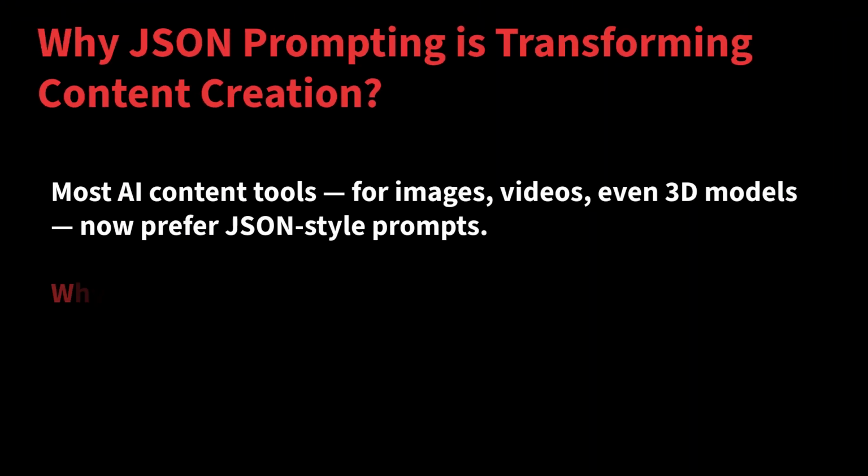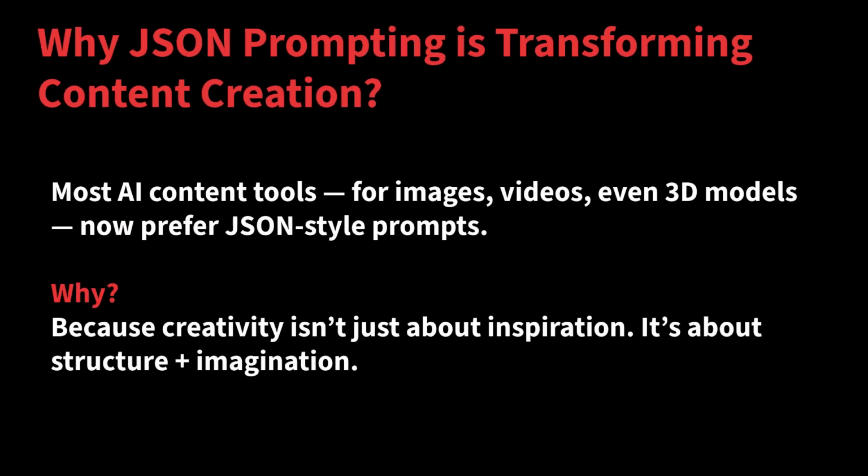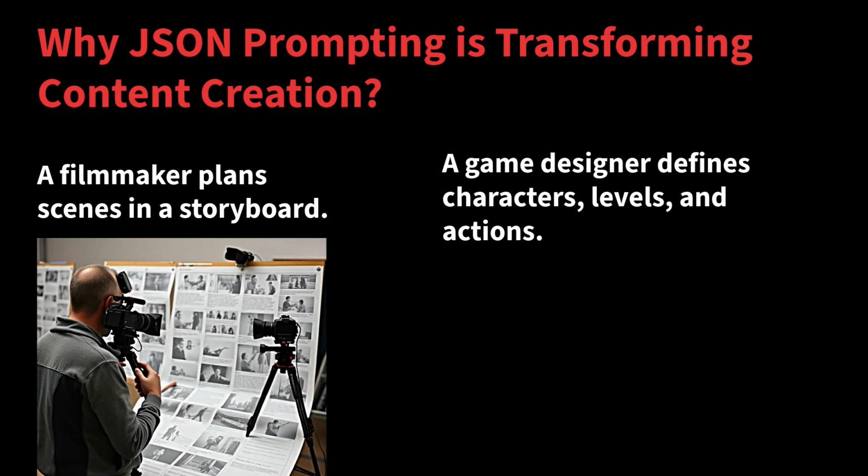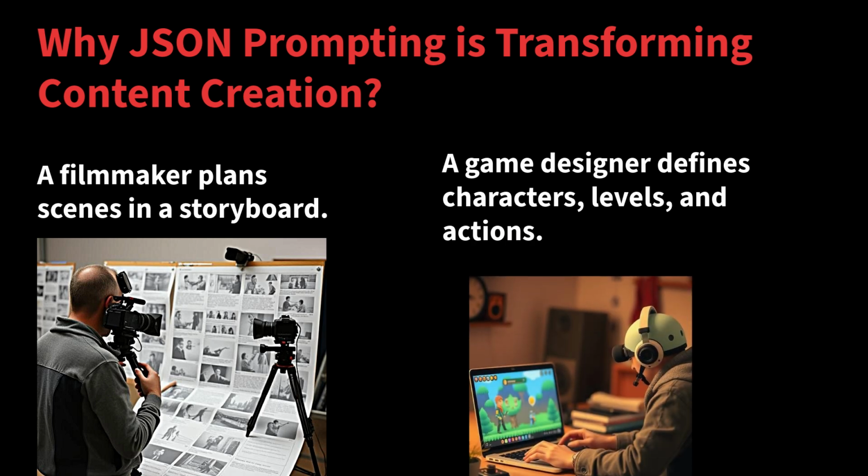Here is the big shift happening in 2025. Most AI content tools for images, videos, even 3D models now prefer JSON style prompts. Why? Because creativity is not just about inspiration, it's about structure and imagination. Think about it. A game designer defines characters, levels, and actions. A filmmaker plans scenes in a storyboard. And now, content creators define prompts in JSON to get exactly what they imagine.